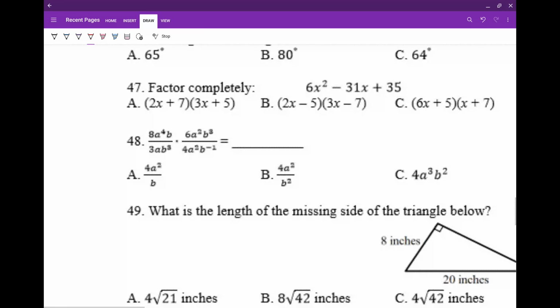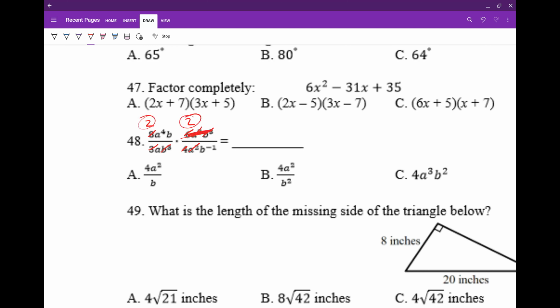So we see 8a to the 4th. We see that, and it's asking us to pretty much multiply. We need to simplify first, right? So 8 divided by 4, that's 2. 6 divided by 3, that's also 2, right? You have a squared divided by a squared, that's gone. You have b cubed divided by b cubed, that's gone, right? So this whole numerator is gone except for that 2.